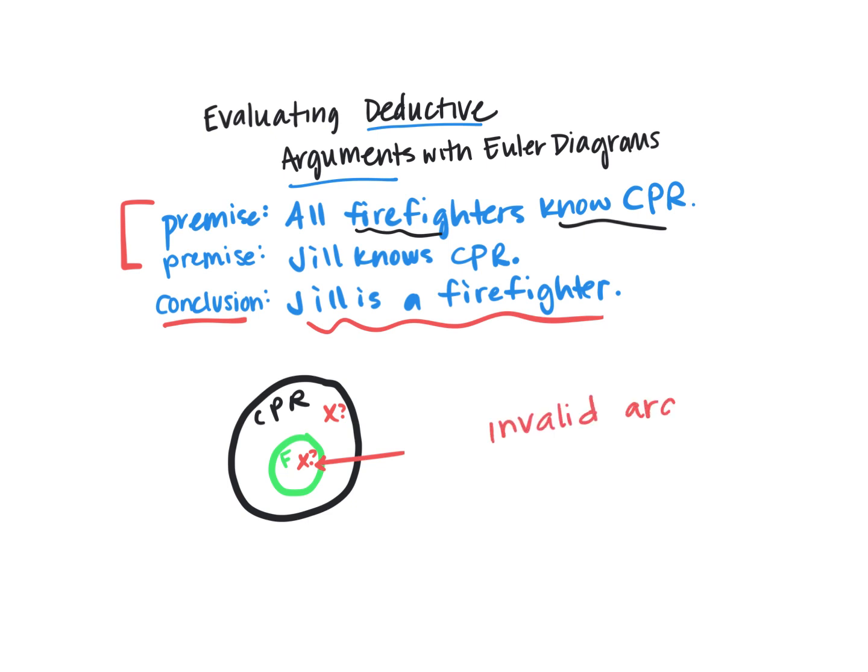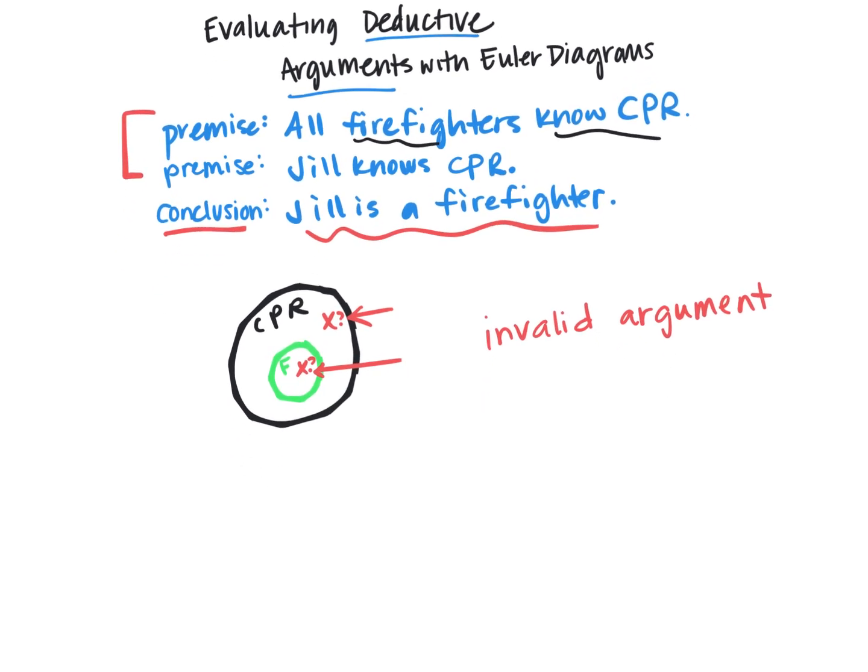The only way that we get valid is if it's for sure the only place where she could be. And since she could be inside that firefighter circle, which is inside the CPR circle, because she does know CPR, or she could be just inside the CPR circle right outside of the firefighter one, we say again that that is invalid.